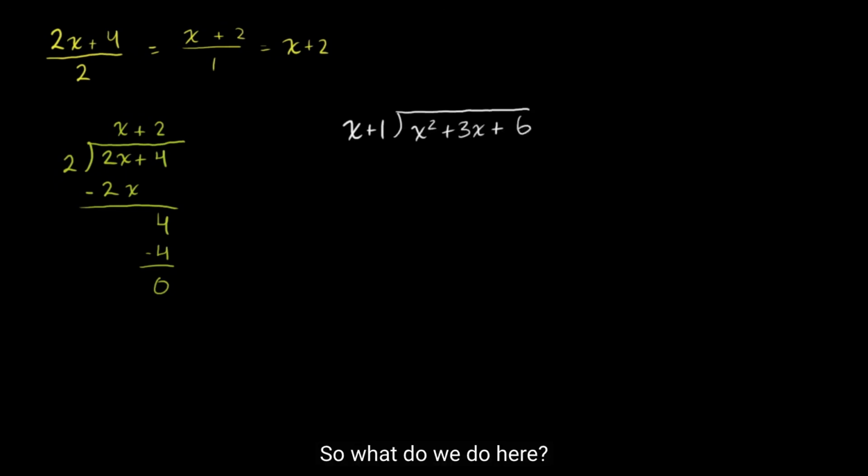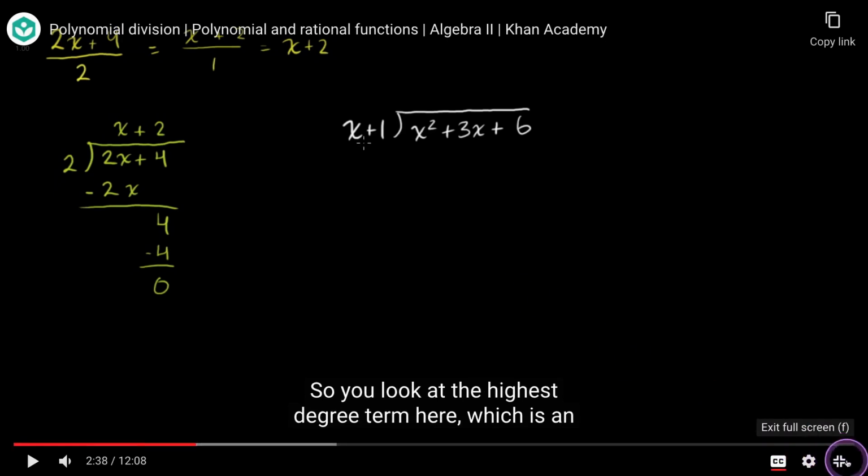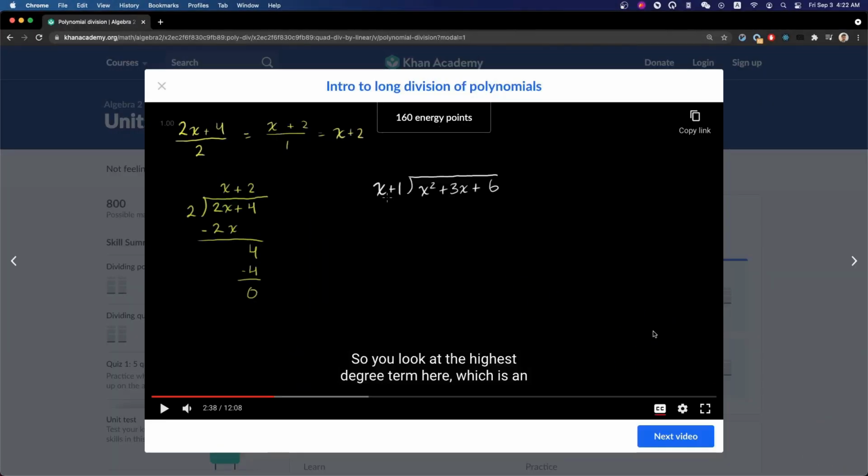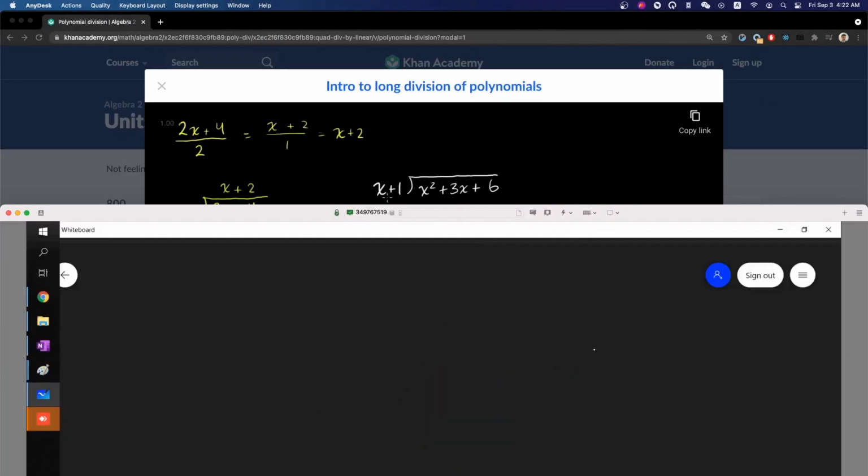So what do we do here? I'll try to solve it by myself first. So you've got a division. For now, x plus 1 is going to be the divisor. And x squared plus 3x plus 6 is going to be divided by x plus 1.